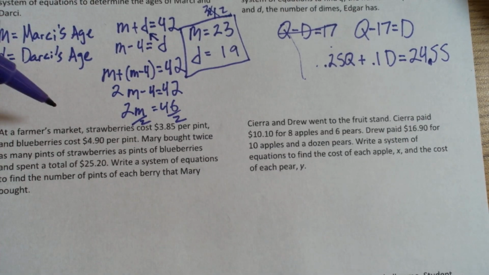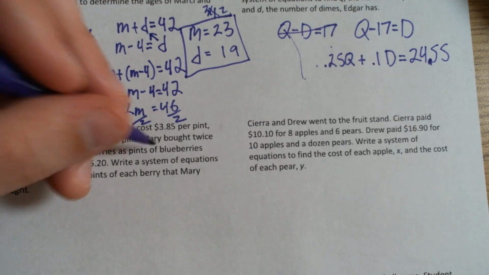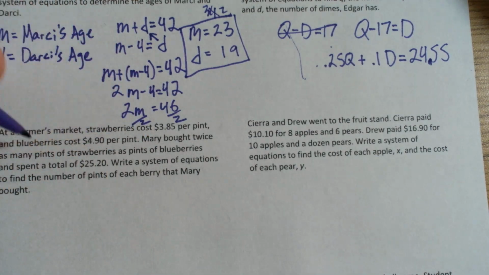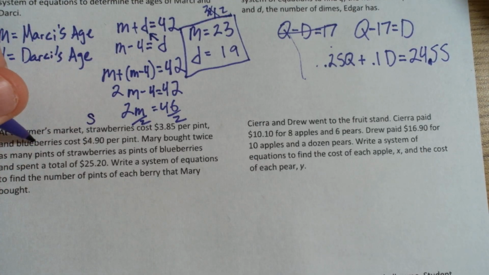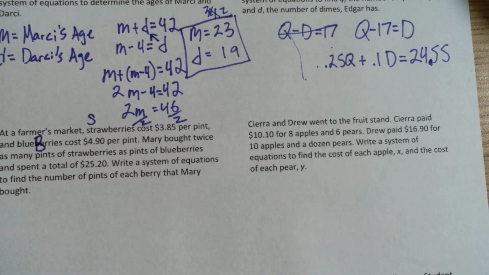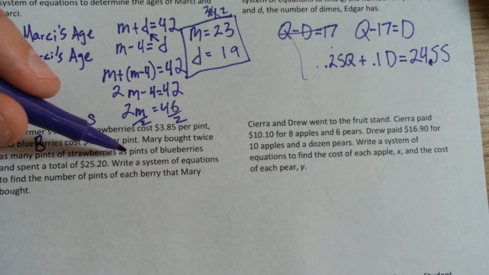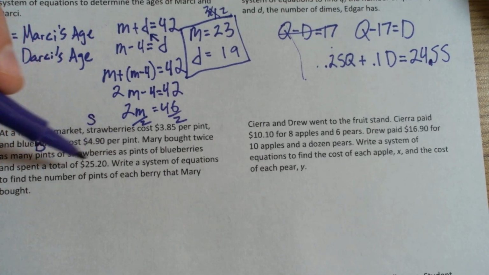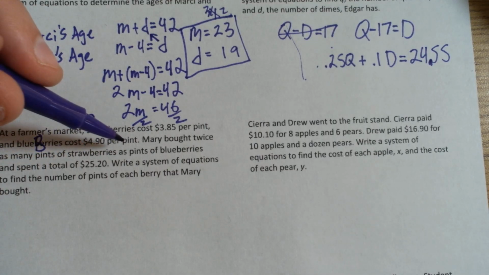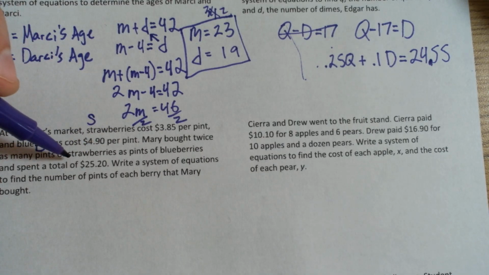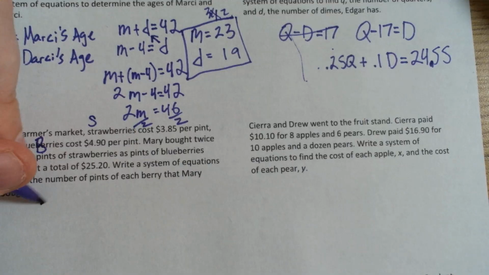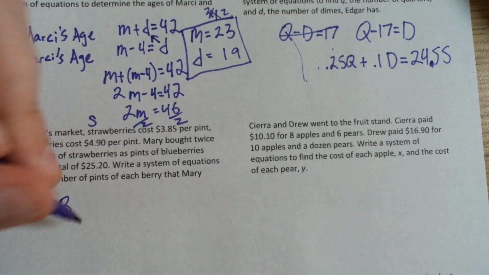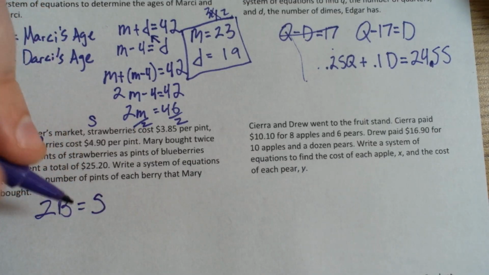So next one, at a farmer's market, strawberries cost this much, blueberries cost that much, so $3.85 and $4.90. Strawberries, blueberries we'll say is B. Twice as many pints of strawberries as blueberries. And so we double the amount of blueberries, we should get strawberries. Well, sometimes the way they say it ends up kind of the opposite.